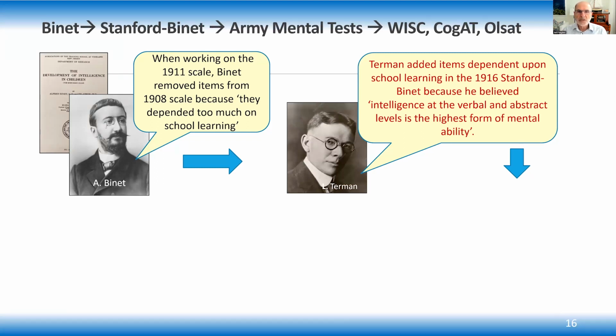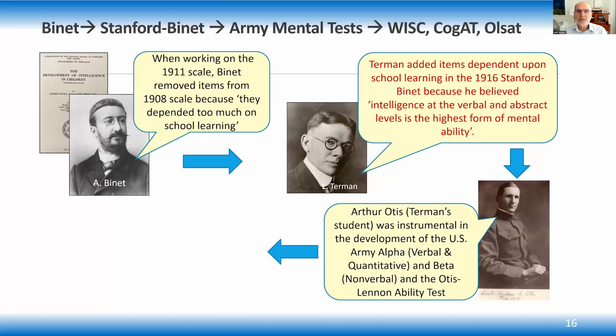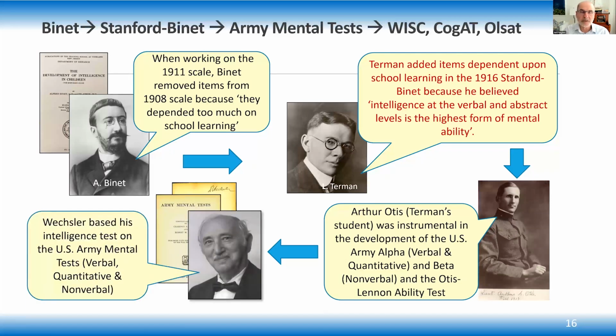Now, Terman had a student, Arthur Otis, of the Otis Lenin. Otis was also instrumental in the development of the Army Alpha and the Army Beta, the two tests developed by the US Army for World War I evaluation of recruits. And why that's important is because there was a 20-something-year-old Army man, who was giving the Army Alpha and the Army Beta and decided those tests could be used by clinical psychologists. That was David Wexler.